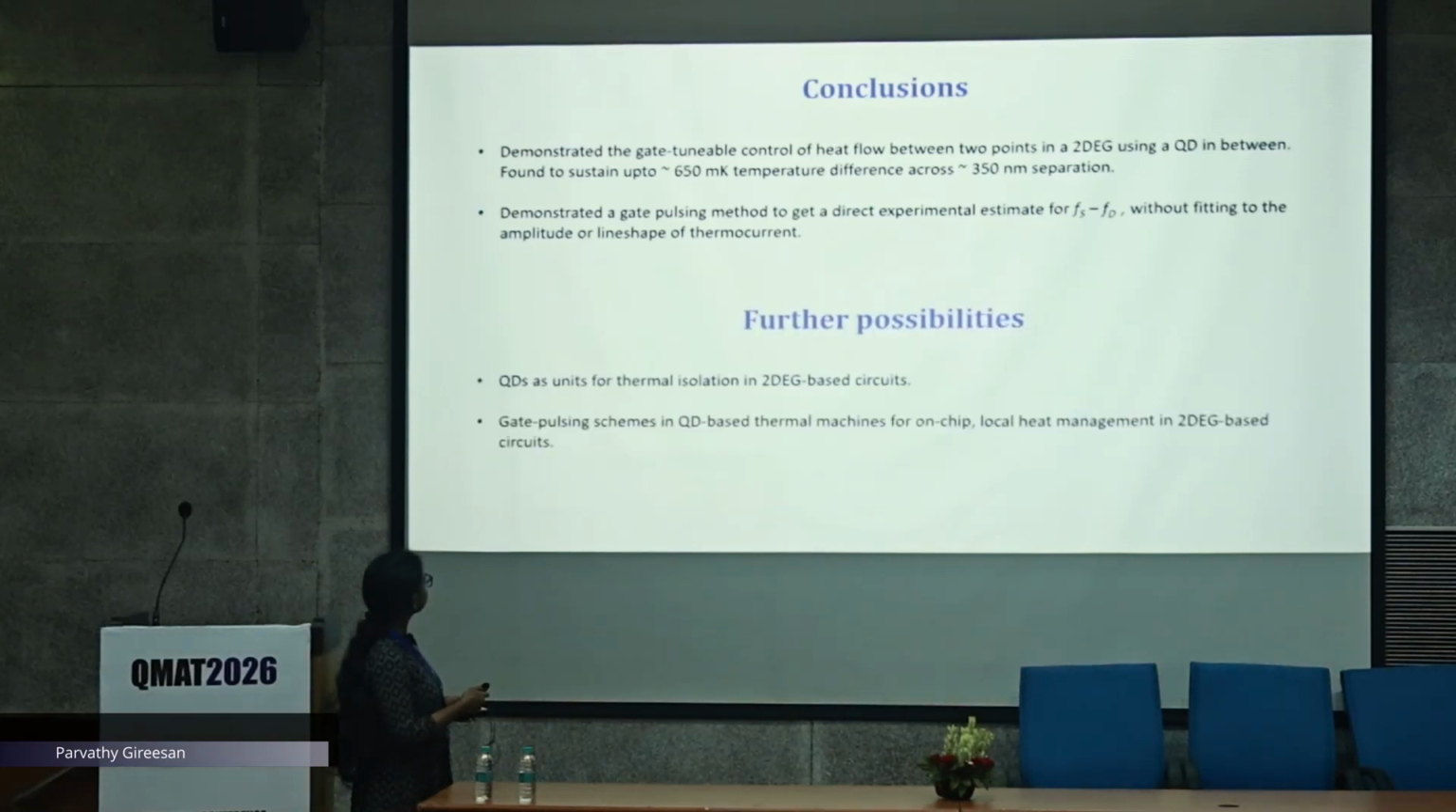And regarding future possibilities, using quantum dots itself for heat management is always an advantage, because we are trying to address quantum dot based circuits. And secondly, the operation of quantum dot based thermal machines can be switched between refrigeration and heat engine aspects by just the source drain and gate voltages. So it's convertible, it's flexible. So it's a promising aspect in that direction.